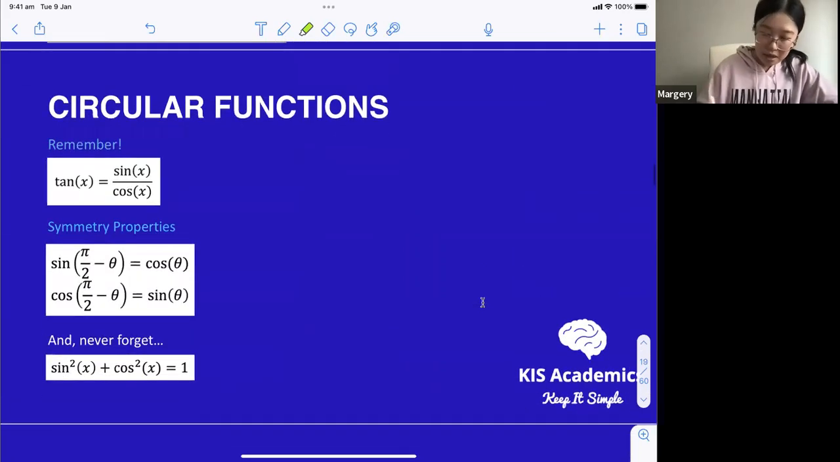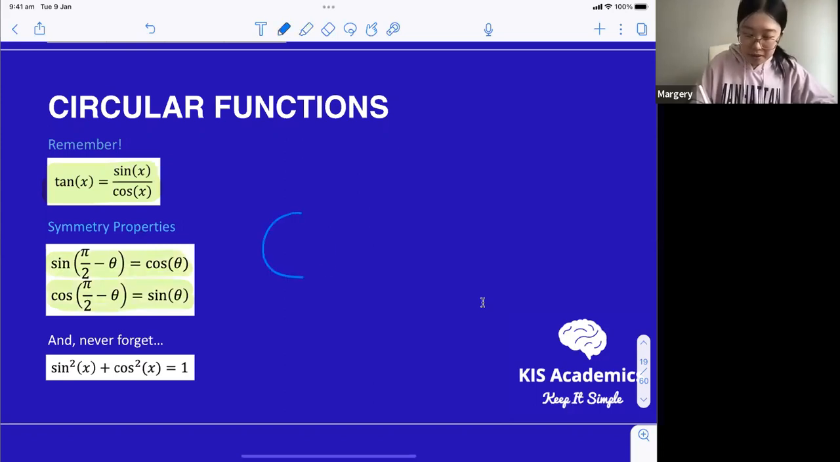So yeah, some properties and formulas. We know that tan of x is equal to sine of x divided by cos of x. And we've also got sine of pi over 2 minus theta is equal to cos theta, and cos of pi over 2 minus theta is equal to sine theta.